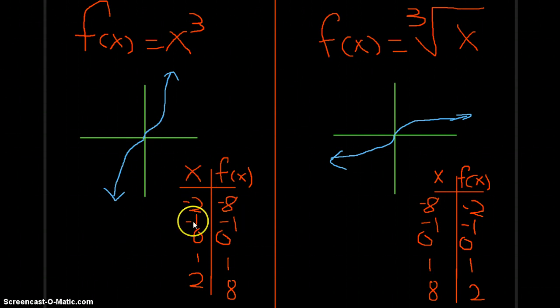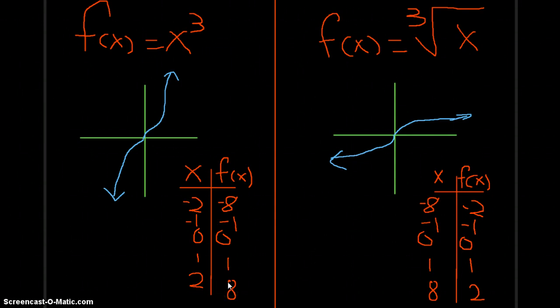If I went left 1, which means to go to a negative, I went down 1. If I went left 2, I went down 8. If I went right 1, I went up 1. And if I went right 2, I went up 8.